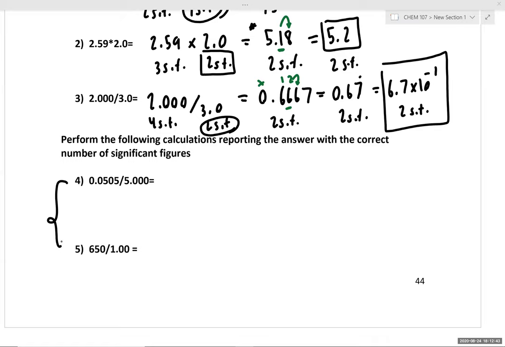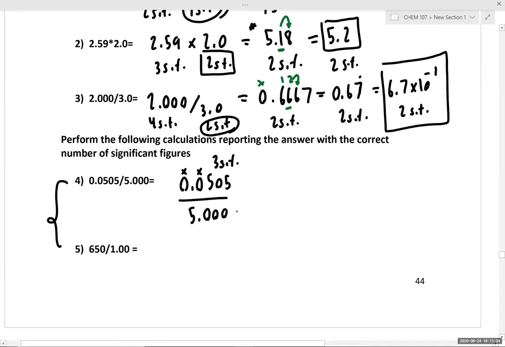Okay, so let's discuss this example. So we have 0.0505. This number has 3 significant figures. These trailing zeros are not significant. We then divide by 5.000, and this bottom number has 4 significant figures. So, as we can see, our final answer then must have 3 significant figures, the least number of significant digits among both of our measurements.